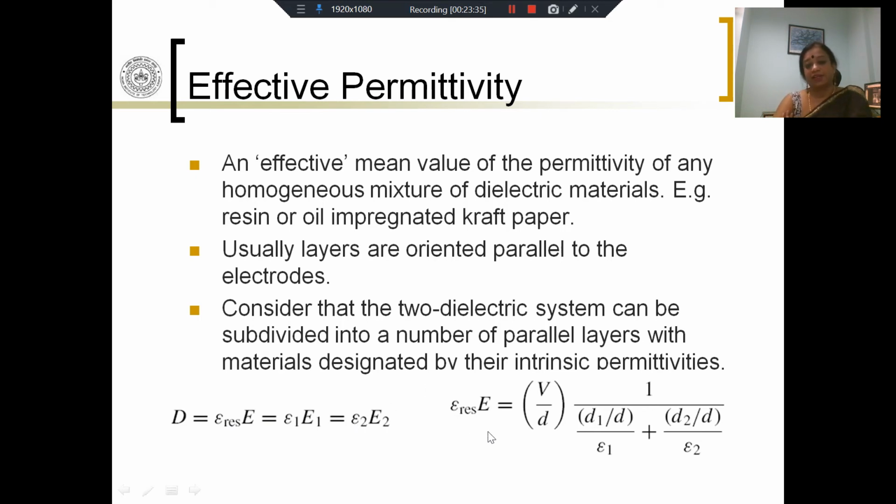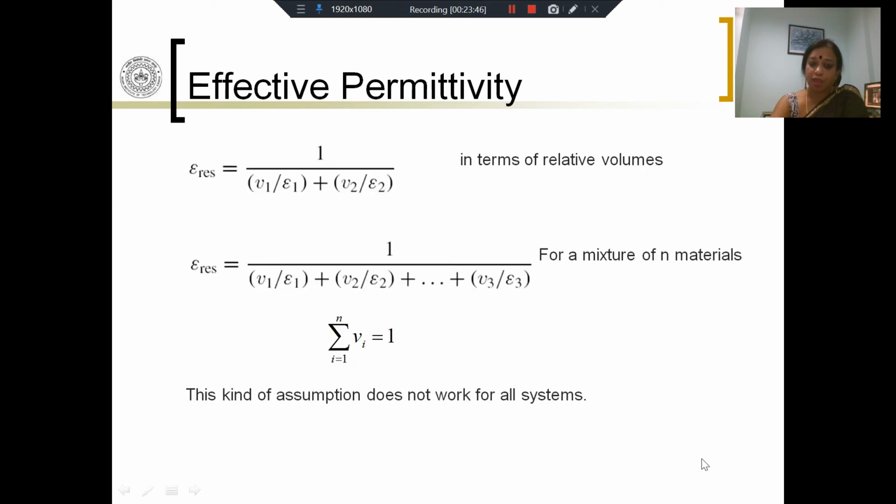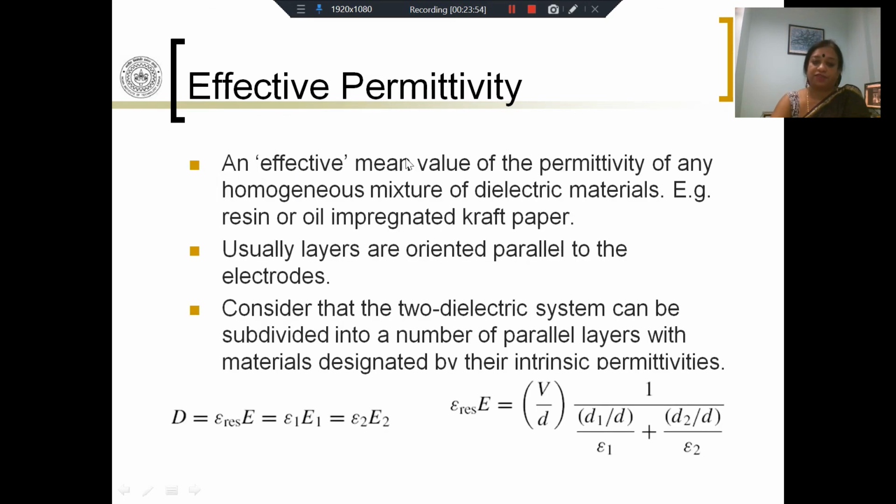So I can write down epsilon resultant into E is equal to V by d divided by d1 by d epsilon 1 plus d2 by d epsilon 2. Therefore I can compute the resultant permittivity as V by d cancels out from both the left hand side and the right hand side. So E is equal to the average electric field, E is V by d. So I can cancel that out from the left and right hand side.